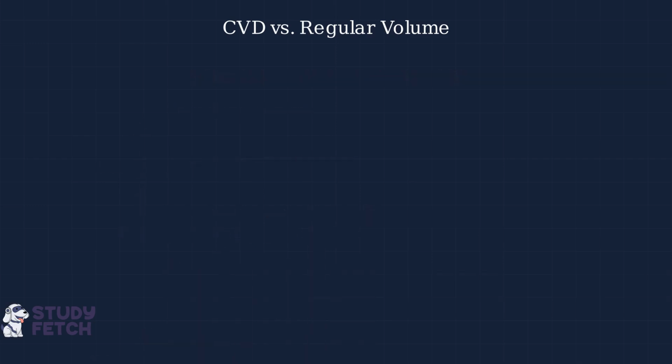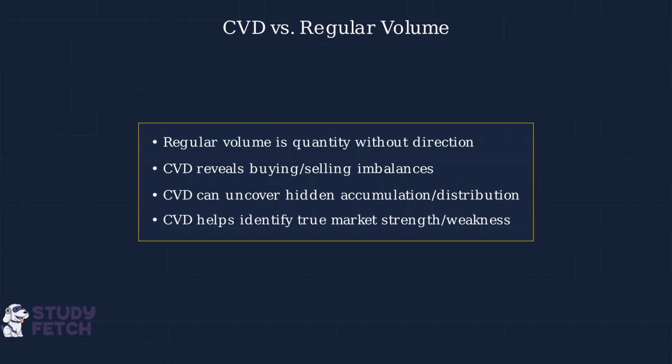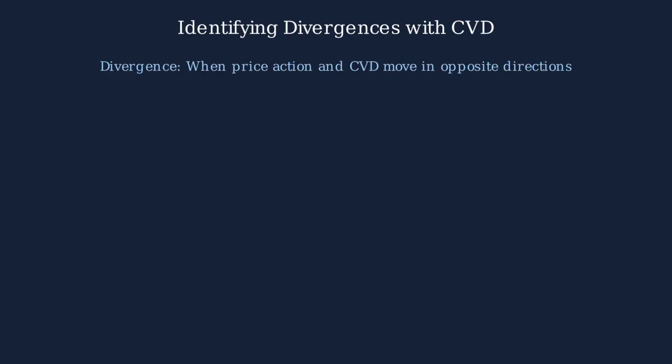Let's summarize the key differences between CVD and regular volume. By integrating CVD into your analysis, you can uncover hidden information that regular volume simply cannot show. Divergences between price and cumulative volume delta provide powerful trading signals.